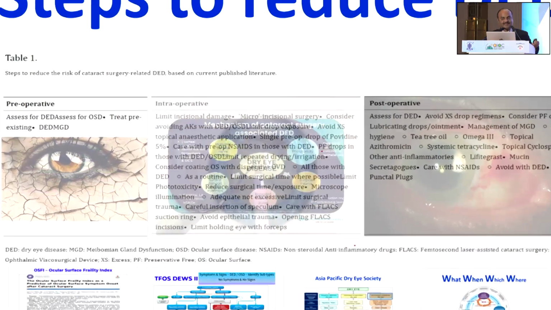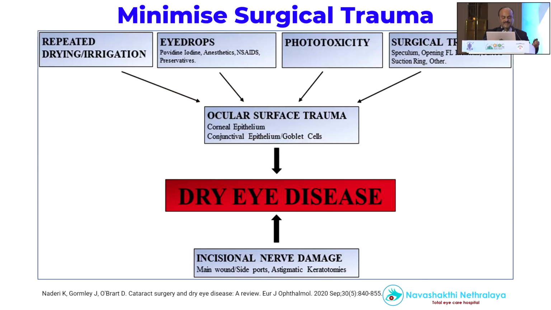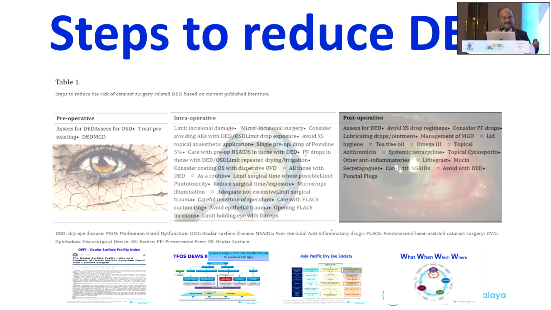This is the algorithm. Intraoperatively, we all know why we get dry eyes: we are traumatizing the nerves. So try to reduce this nerve damage. The 2 millimeter incisions are best in these cases. And during the surgery, reduce the ocular trauma. Do not catch hold of the conjunctiva, pull, push, tear the conjunctiva. Reduce the repeated drying and irrigation. This is another thing which we miss out. Reduce the number of preoperative drops. We put a lot of anesthetic drops. Reduce the time taken so that the phototoxicity is reduced, and of course the surgical trauma.